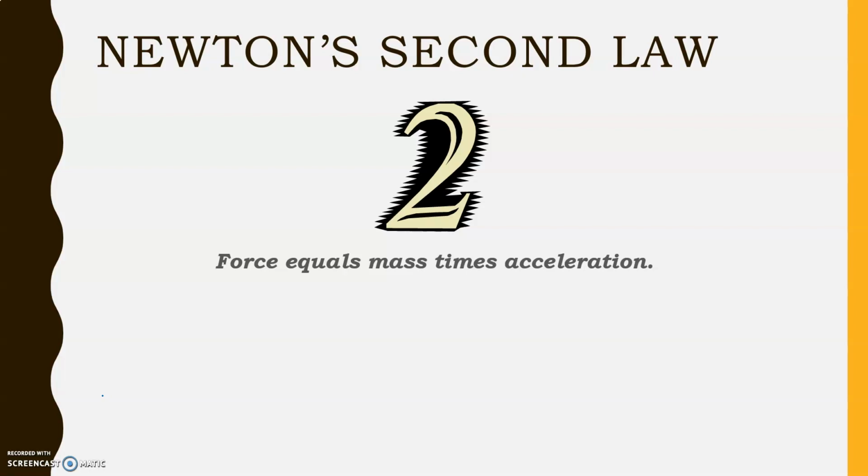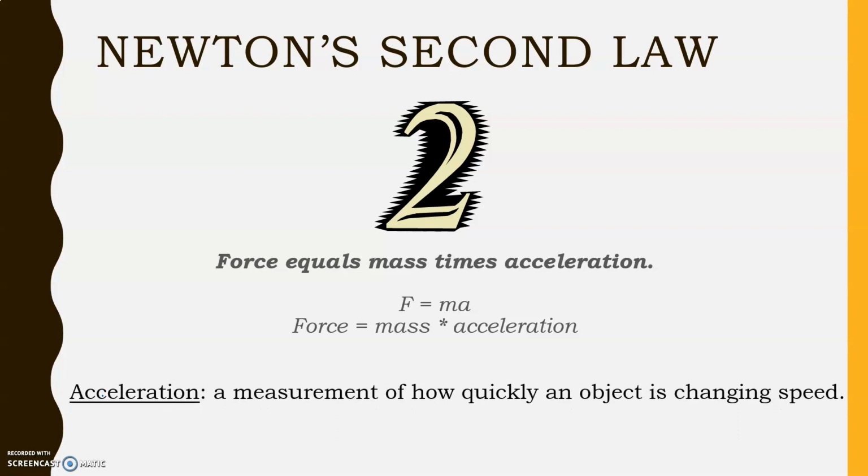Well, Newton's second law says that force is equal to the mass times the acceleration. A lot of times you'll just see it written as F equals ma. So F is force, m is mass, a is acceleration. So remember, acceleration is a measurement of how quickly an object is changing speed.